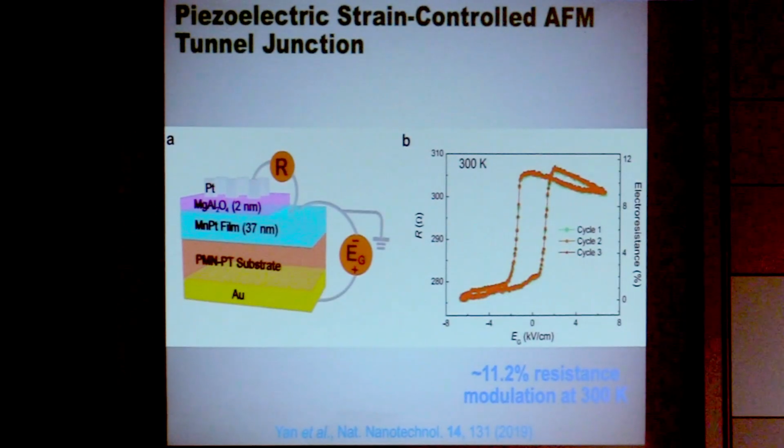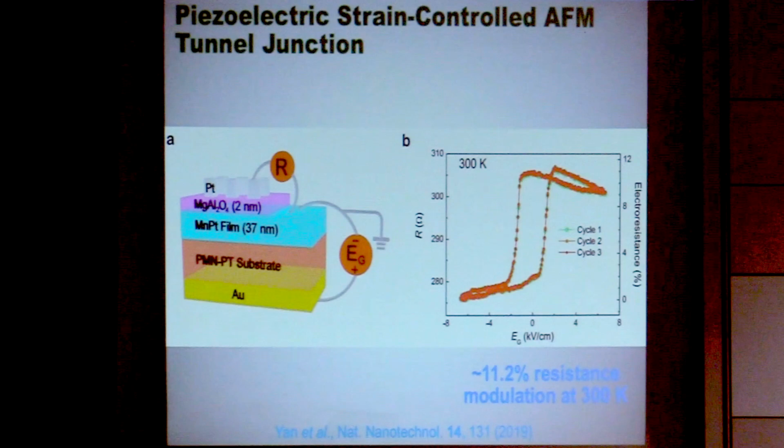And then we thought, if we really use piezoelectric strain to modulate the spins of the manganese platinum, can we further amplify this via tunnel junction behavior? And then we put a very thin MgAlO layer, magnesium aluminum oxide, around 2 nanometers, and I put this asymmetrical platinum. We tested the two-terminal resistance as a function of this piezoelectric strain. We found a similar curve, but this time at room temperature, it changed around 11.2%.